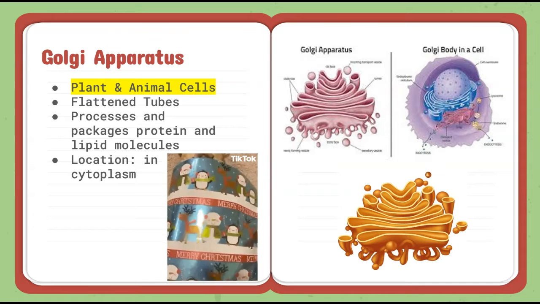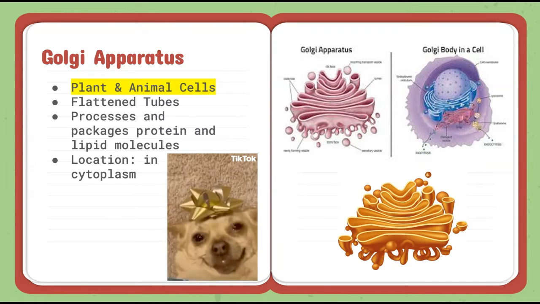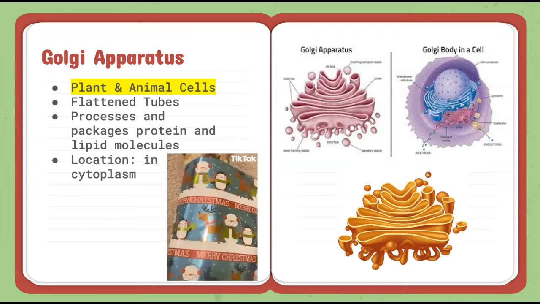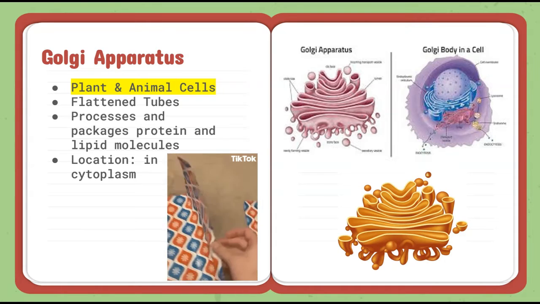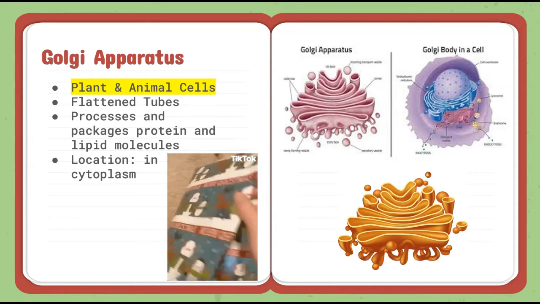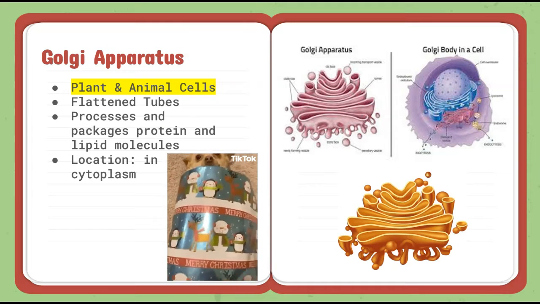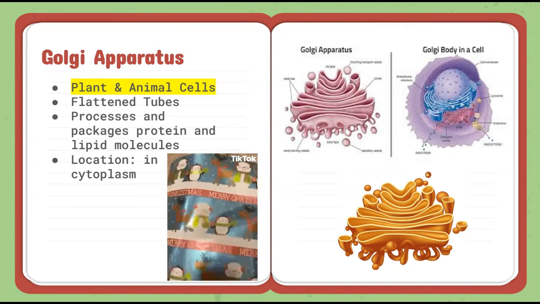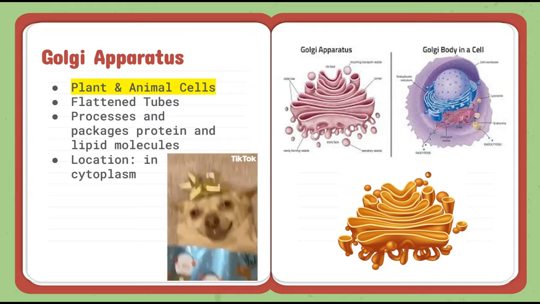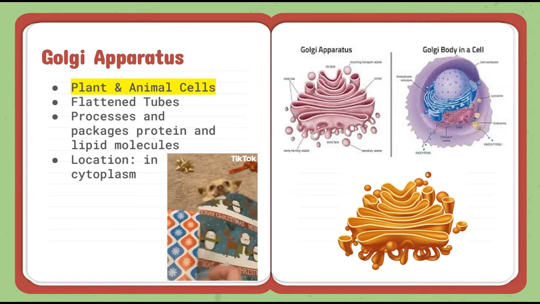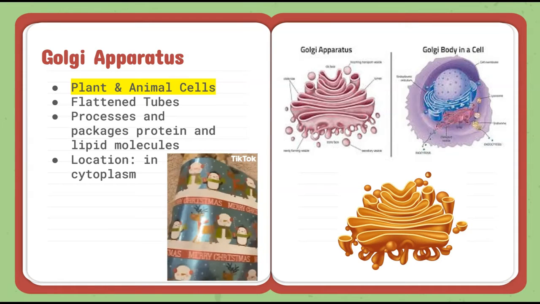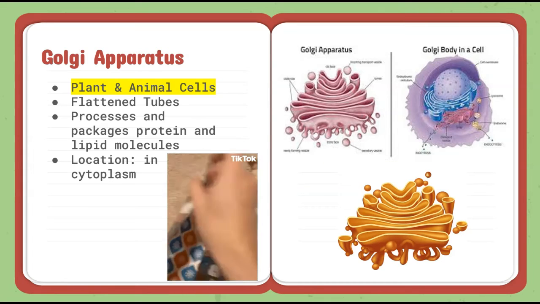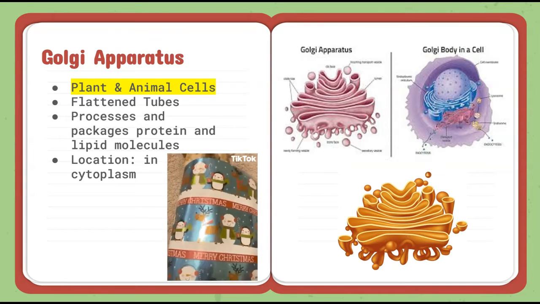The next one is the Golgi apparatus. The Golgi apparatus, again found in plant and animal cells, kind of looks like a flattened stack of pancakes. What it does is process and package proteins and lipid, or fat, molecules to be transported and used throughout the cell. It is found in the cytoplasm, close to the nucleus, but not as close to the nucleus as the ER.